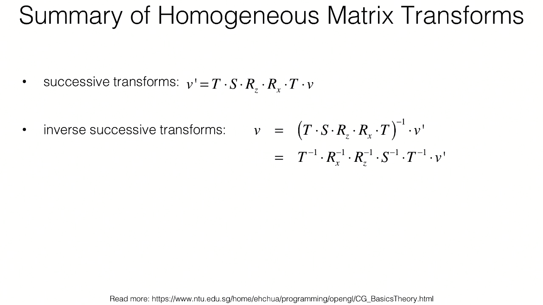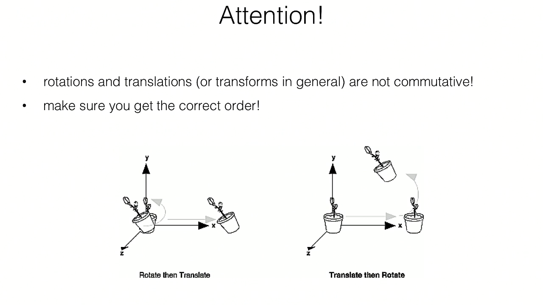And you can perform the inverse of this by multiplying the vertex by the inverse of each of these matrices in the reverse order. It's important to note that rotations and translations are not commutative in general. So you have to be sure to perform them in the correct order, or else you're going to start getting kind of wonky data.